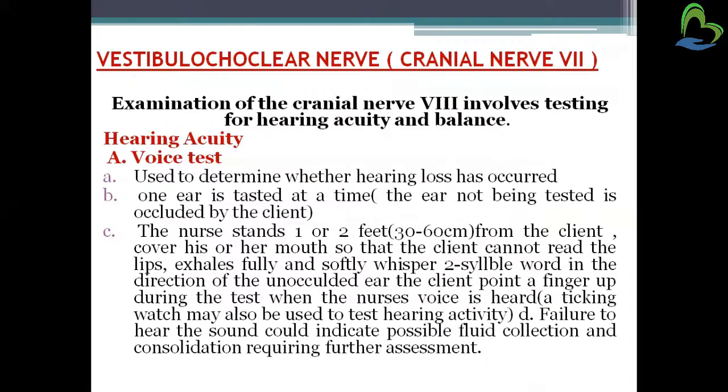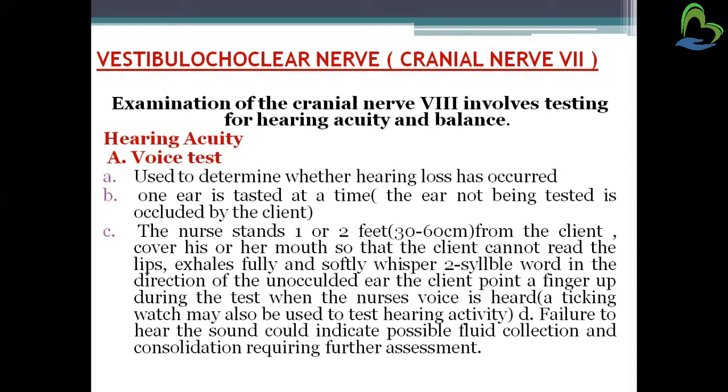Next is the vestibulocochlear nerve, cranial nerve 8 assessment. Examination of cranial nerve 8 involves testing for hearing acuity and balance. We will see first the hearing acuity tests. There are many tests. The first one is the voice test, used to determine whether hearing loss has occurred or not.